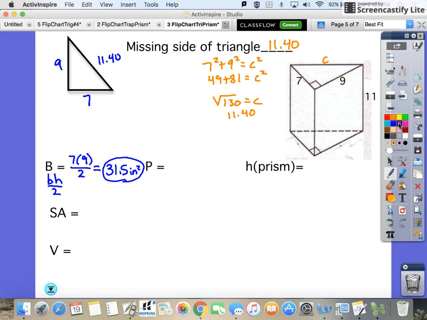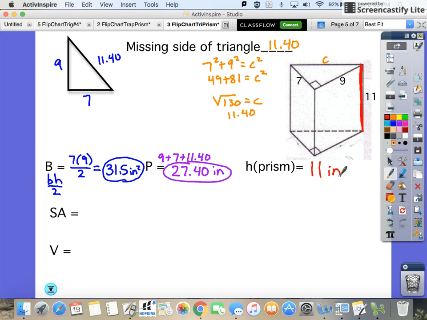Then for perimeter, perimeter is add up the outside. So we've got 9 plus 7 plus 11.40. So this is 16, 26, 27.4. And that's inches. Height of the prism, again, that means how many cookies would there be? That's this dimension, the third dimension. So we've got 11.